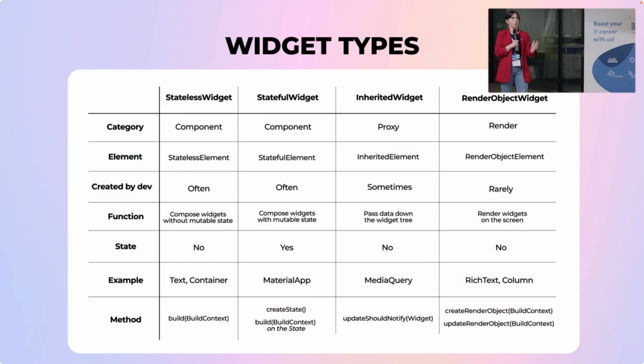All right, so here's a quick recap of the widget types that we have overviewed today. Basically, they can be divided into different categories such as component, proxy, and render. They all have their own corresponding elements. Most of the time, you'll be using StatelessWidget and StatefulWidget, more rarely sometimes InheritedWidget, and even more rarely RenderObjectWidget. I still haven't actually extended it to this day. Maybe I'm a bad developer, who knows. But yeah, the function of the component element is to compose widgets, of inherited to pass data down the tree, and of the render object is to render.